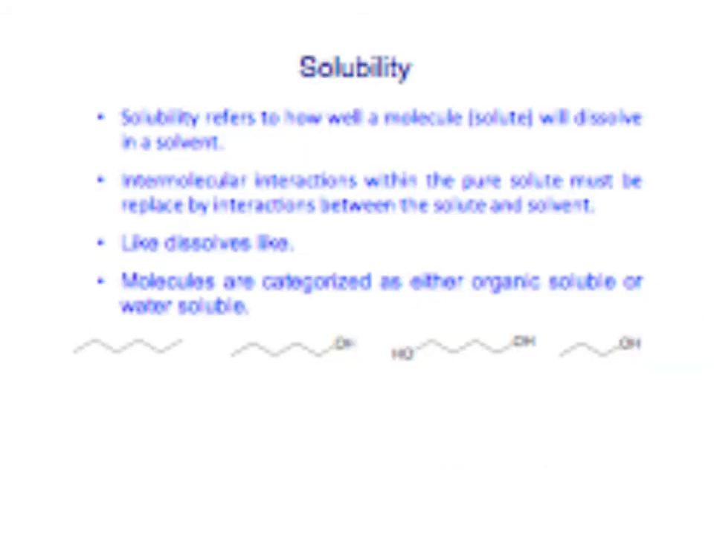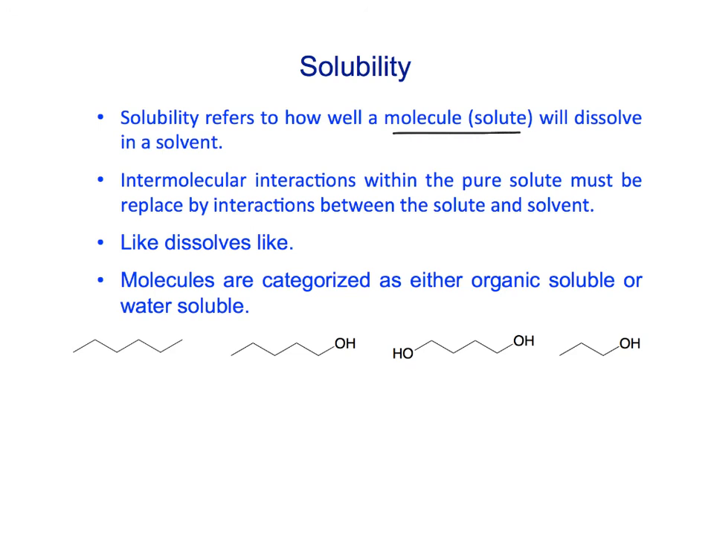The last physical property that we're going to talk about is solubility. Solubility refers to how well a molecule, which we could define as the solute, will dissolve in a solvent. In order for a molecule to dissolve, the intermolecular interactions within the pure solute must be replaced by interactions between the solute and the solvent. And we follow the general trend that like dissolves like.